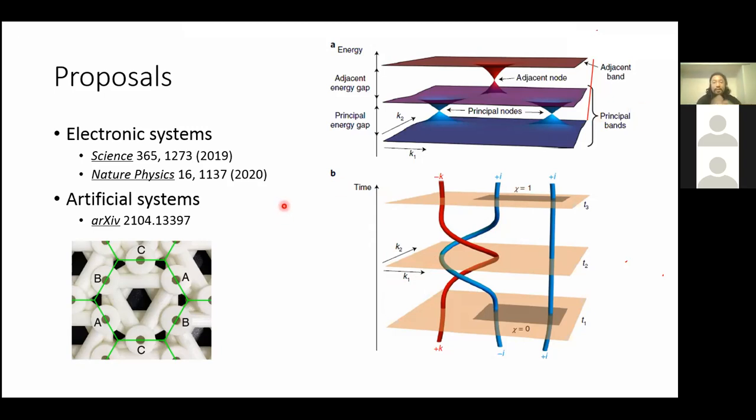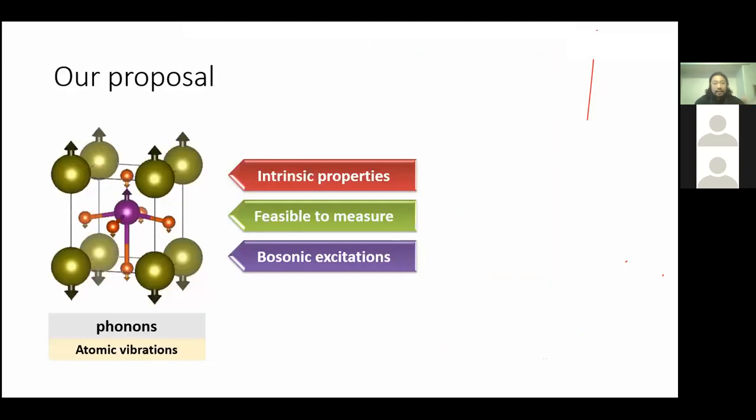So far, these proposals have only been realized in electronic systems, and for electronic systems, they're only theoretical predictions. And recently, there's a paper using artificial systems and some pump-probe experimental way to verify this non-abelian braiding. So the thing is, can we find some more material candidates? Because so far, these materials are limited to electronic systems. So our proposal is actually based on phonons.